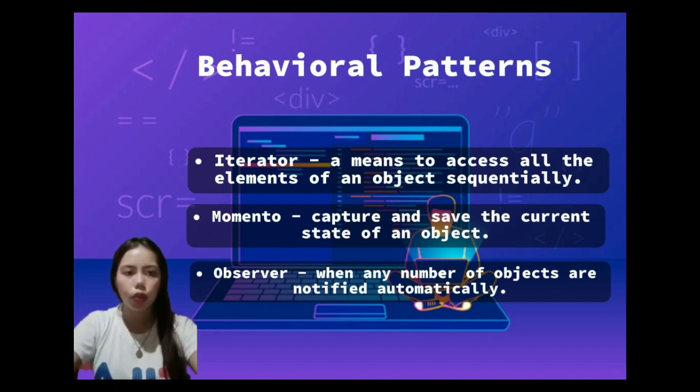Then this pattern is commonly used in implementing distributed event handling systems where an object maintains a list of dependents. The dependents are the observers that are interested in its state changes. It promotes loose coupling between objects, making it easier to extend and maintain the system. So, in our database, this is what is mostly used for a one-to-many relationship.